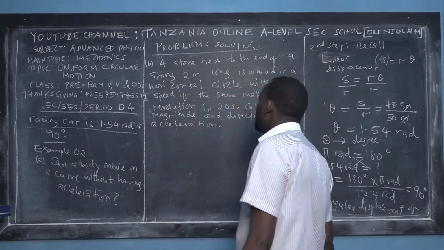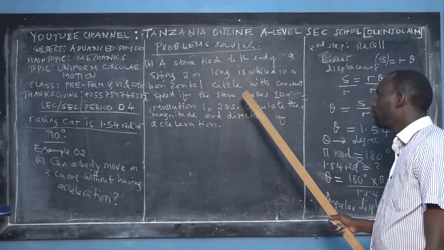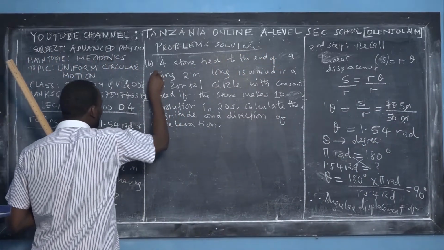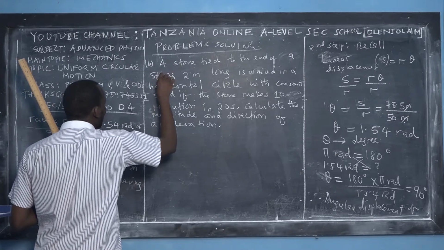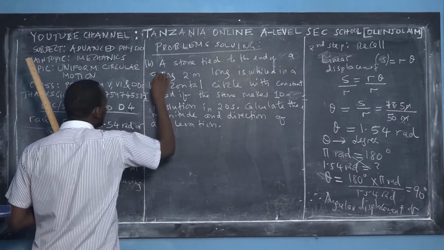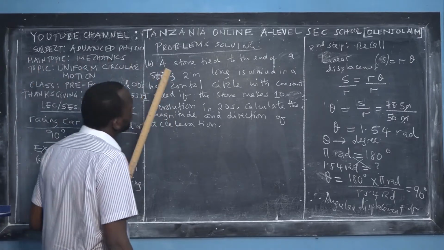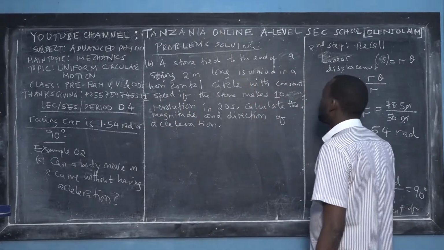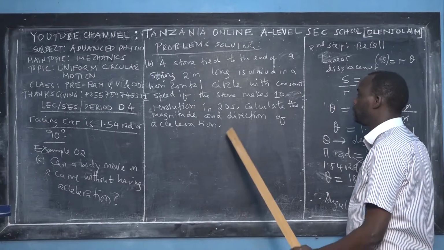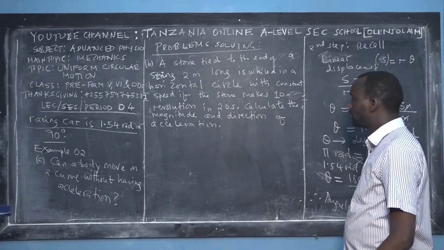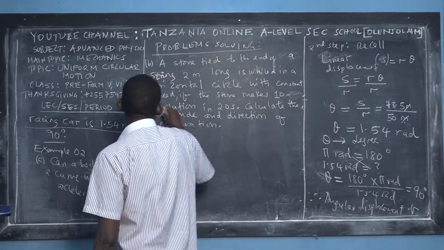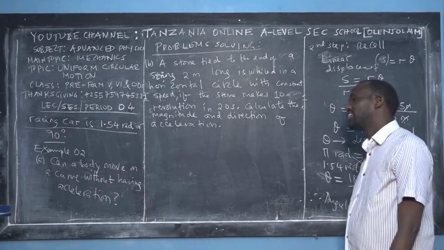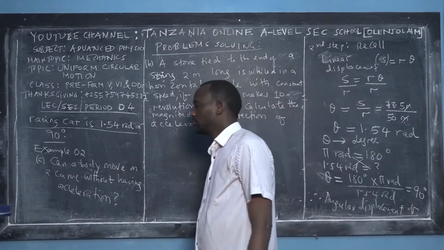That is part A. Part B: a stone tied to the end of a string, 2 meters. So this is T, this is R, and this is I. The string, 2 meters long, is rotating in a horizontal circle with constant speed. If the stone makes 10 revolutions in 20 seconds, calculate the magnitude and direction of acceleration. Solution.